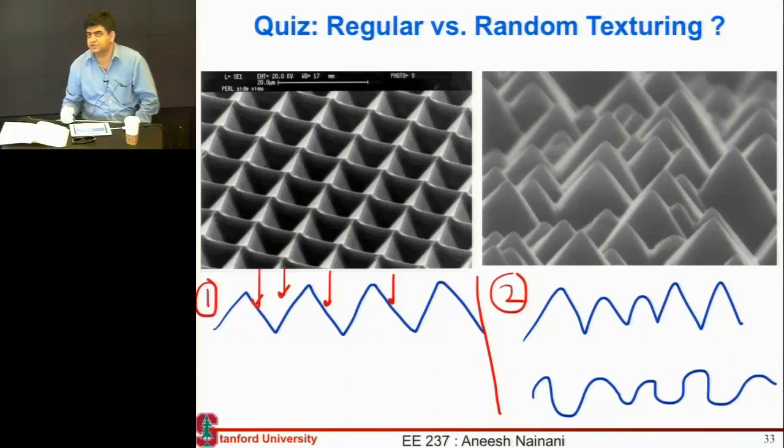Okay. So Pranav is saying for LEDs they prefer a regular structure. Why?